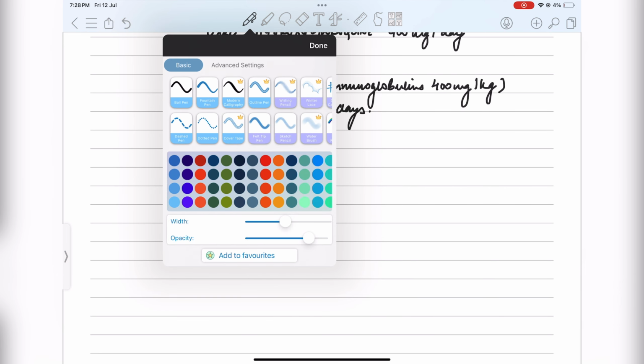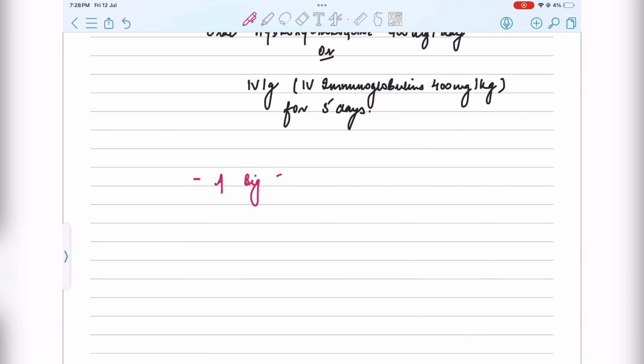To sum it up, one lab criteria should be met, one clinical criteria should be met, and the diagnosis is there.